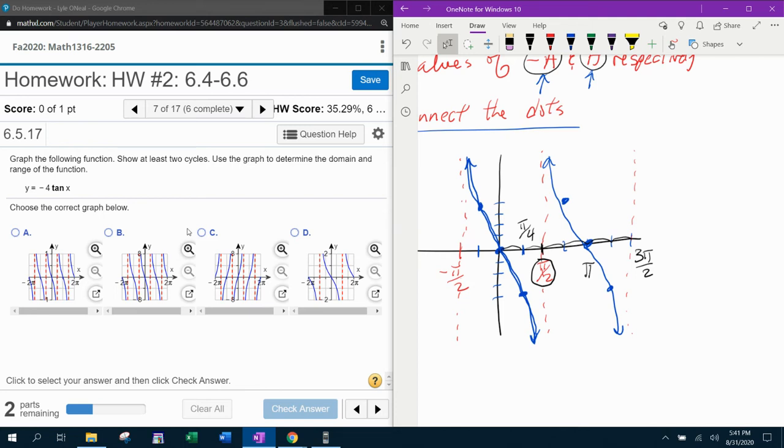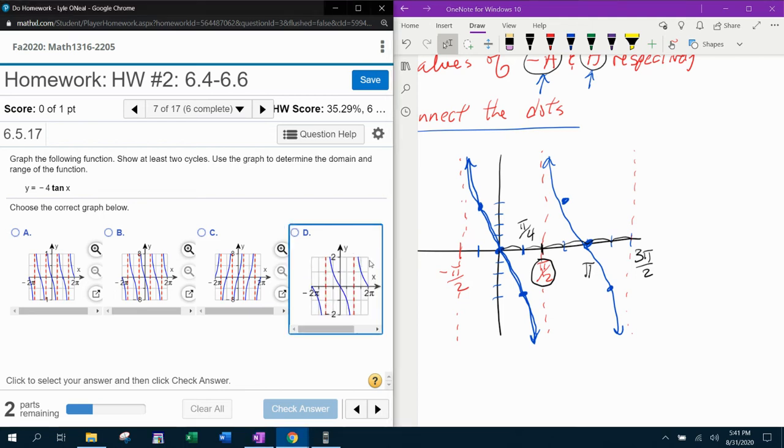So we need a graph that goes through the origin and comes down from left to right. That looks like it could be A or B, but it can't be C because it's going up. And then, well, it could be D. But let's examine D real close here, okay?